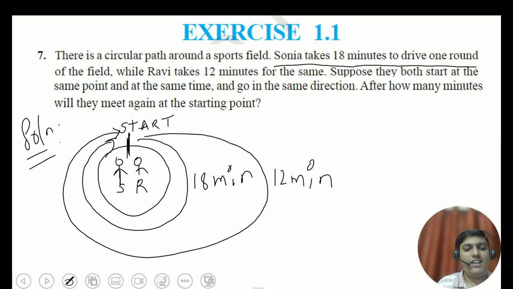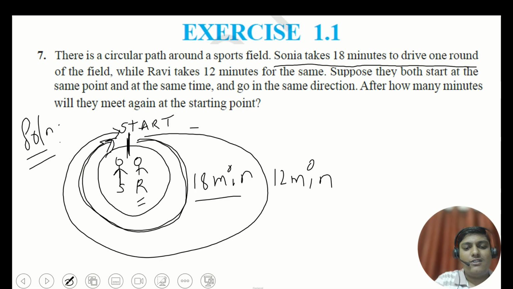Why? Because think, when Sonia is moving in this direction in the circular field and she's taking 18 minutes, that means she's slower than Ravi, correct? Because Ravi is taking only 12 minutes, so he'll be running faster, and he will take more rounds than Sonia. That we'll see in the answer later.